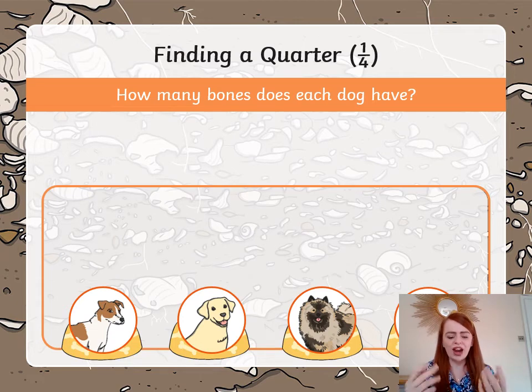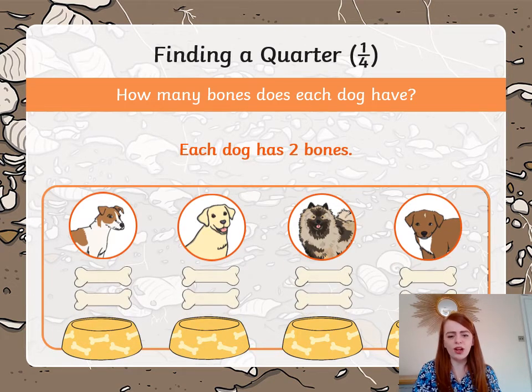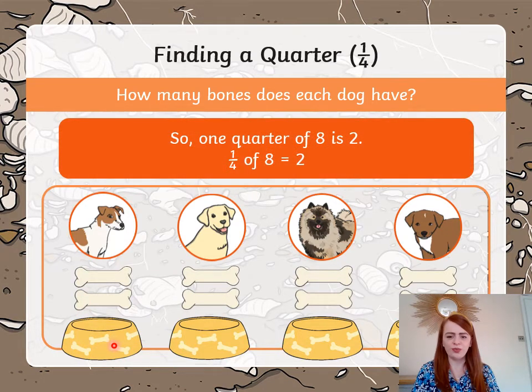Well, you can see here how we could work this out. So here we've got the 4 dogs, and they would each have 2 bones, because you can see that we've got 1, 2, 3, 4 equal groups. So we have split 8 into 4, and now each group has got 2. So 1 quarter, one of these 4 groups is 2. So 1 quarter of 8 equals 2.